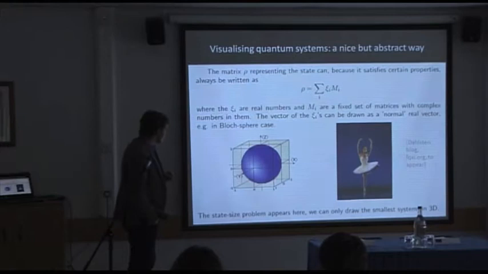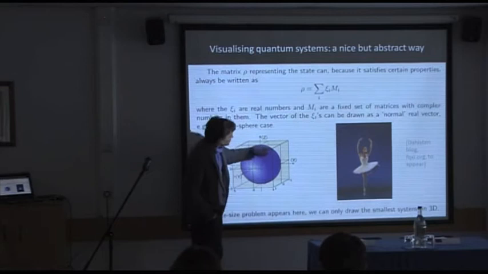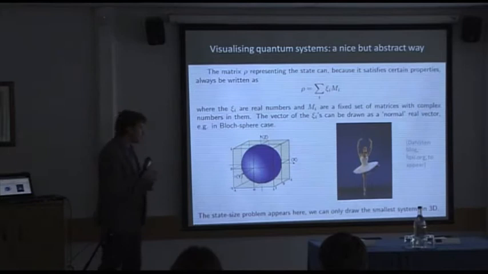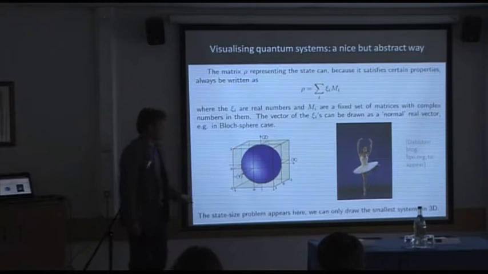And changing a quantum state would be like you could start here, for example, and move the state to there. And when you apply the operation on all states at the same time, it would be like rotating the whole sphere. So it's quite a nice way of visualizing things. But a key problem is the state size problem, as already has been mentioned, that it's only the smallest systems that you can actually draw in three dimensions.